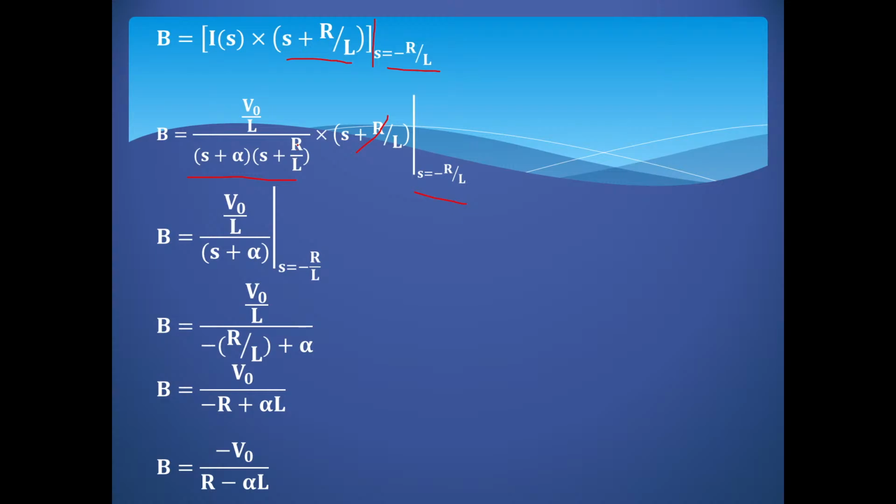So s plus R by L and s plus R by L cancel. What is left over? V naught by L by s plus alpha at s equal to minus R by L. Now substitute this s here. What do you get? V naught by minus R by L plus alpha. Just rearrange the terms. You will get B is equal to minus V naught by R minus alpha L. This is what you will get. So this is B. Write it down quickly.